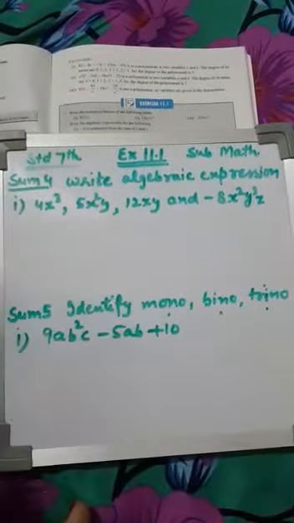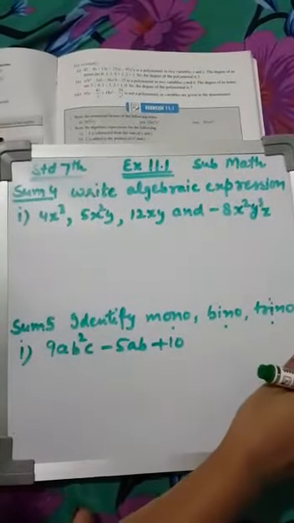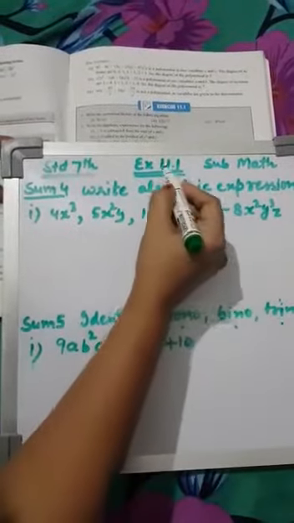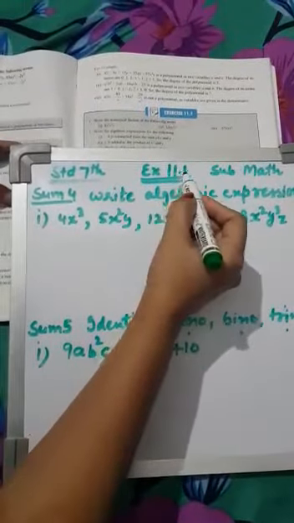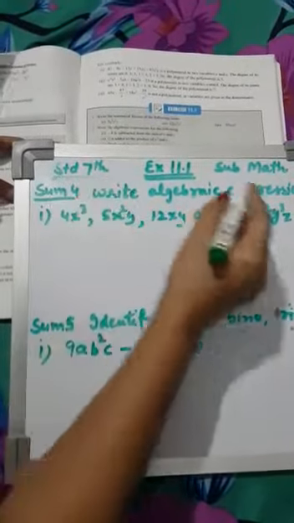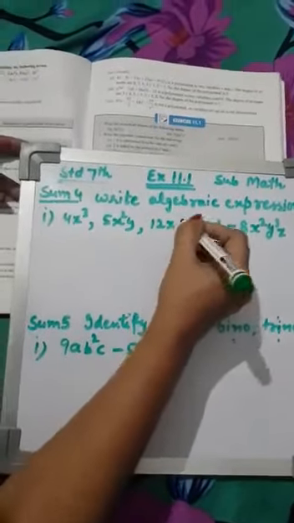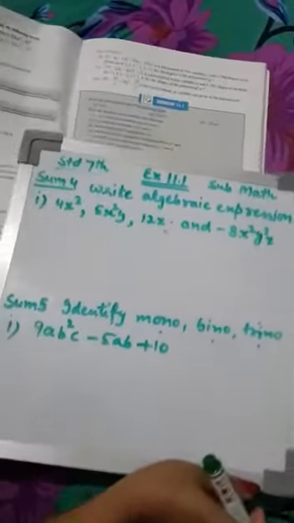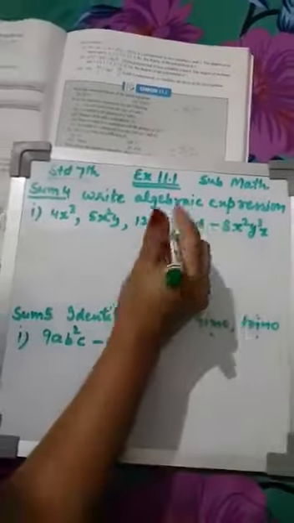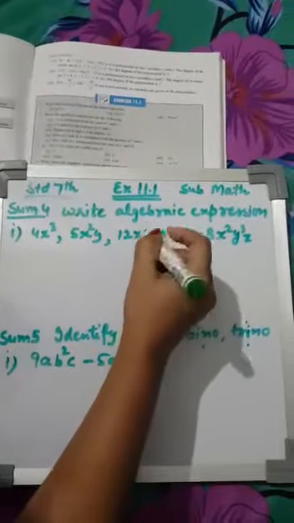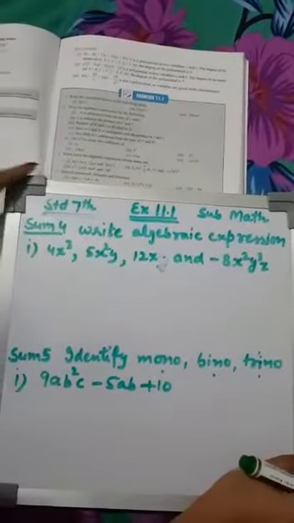Hello students, today we are doing sum number 4, 5, 6 of exercise 11.1. We have discussed all these sums in our online class, but still I want to do these sums again, because 1, 2, 3 we have discussed clearly and 4, 5, 6 we have done hurriedly. So I want you to repeat these sums again here.